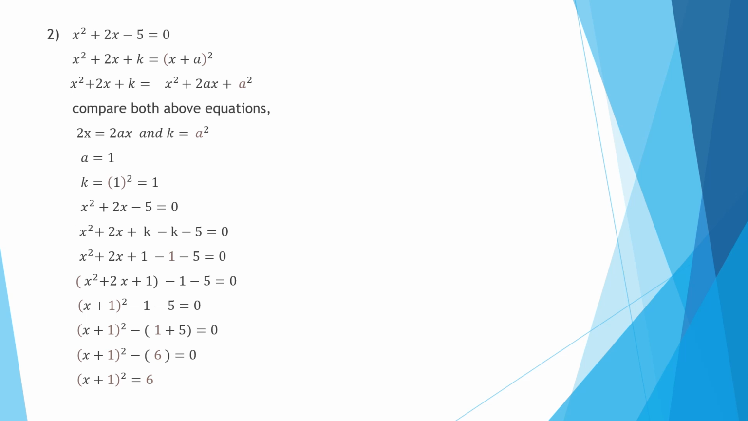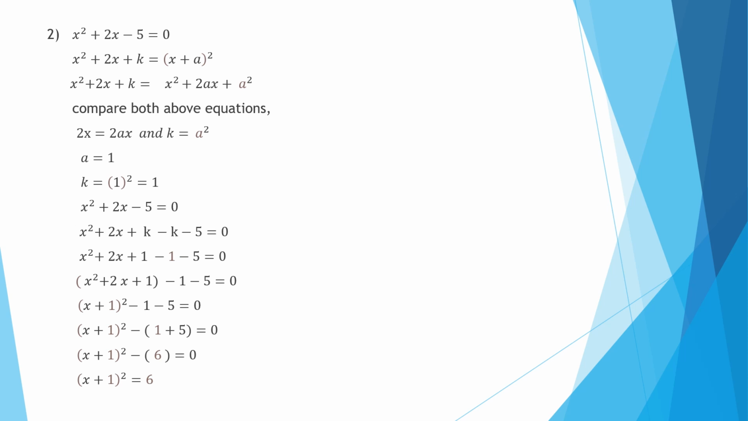After that we compare both the equations. So here a is equal to 1, here a is equal to 1. Then here b is equal to 2, here b is equal to 2a. So 2x is equal to 2ax, and c is equal to k, and on this side c is equal to a square. So we write 2x is equal to 2ax and k is equal to a square. Then 2x and 2x cancel. Then the value a is equal to 1 and k is equal to a square.